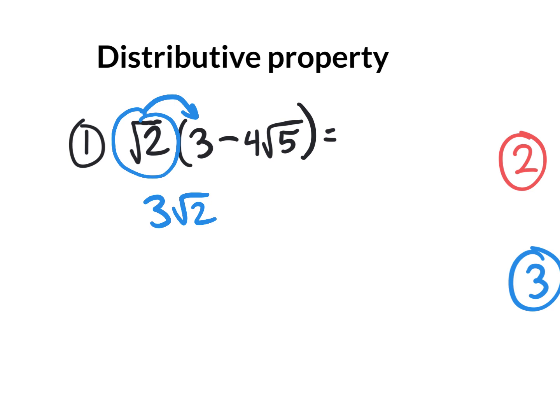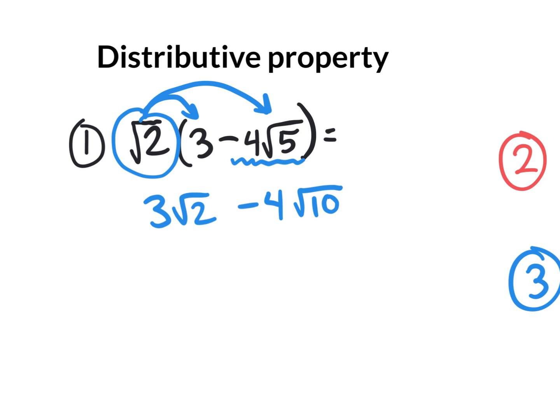Now, how about when I distribute it over here? The square root of 2 times negative 4 square root of 5. What's that going to be? Negative 4 square root of 10. You multiply the numbers. There's a 1 times 4, or minus 4. That's minus 4. And then the radical 2 times the radical 5 is 10. And could we combine these? No, because they're not like terms. You got square roots of 2, you got square roots of 10. I hope we understand that.